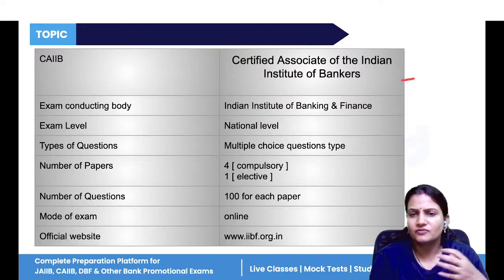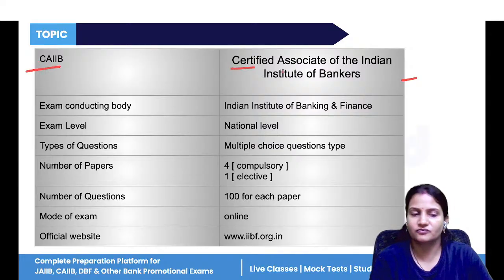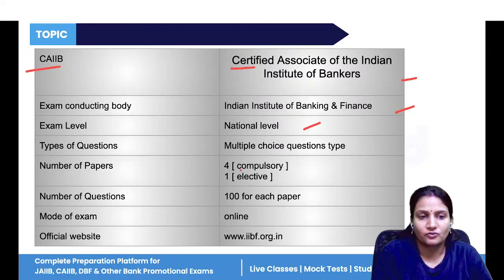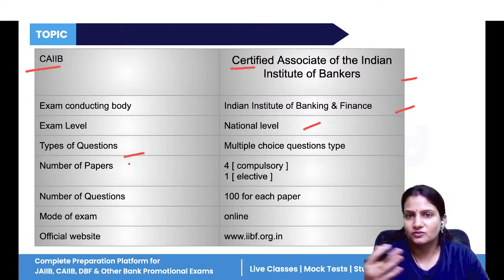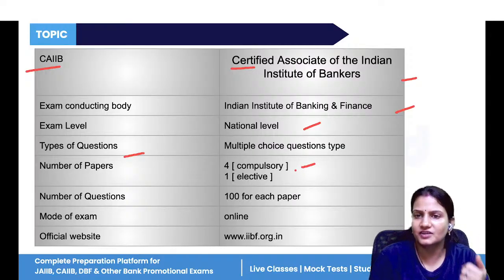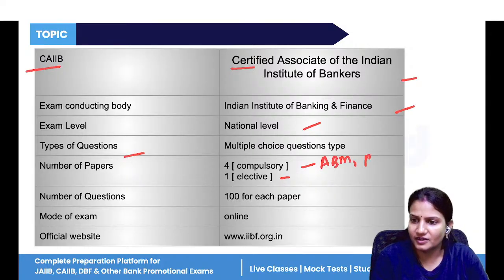Now, let's start with the session. We all know what CIB is. You have all qualified GIB, so you know very well that CIB is the Certified Associate of the Indian Institute of Bankers. Again, IIBF conducts this exam. This exam is at the national level. The types of questions you will see are multiple choice questions, MCQs. There are four compulsory papers and one elective paper. In the four compulsory papers, the first is your ABM, then second is your BFM, third is your ABFM, and fourth is your BRBM.